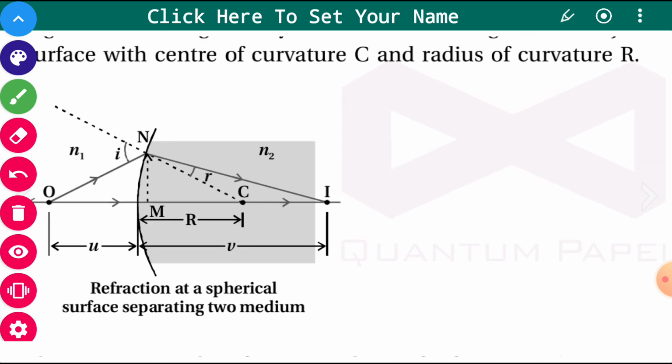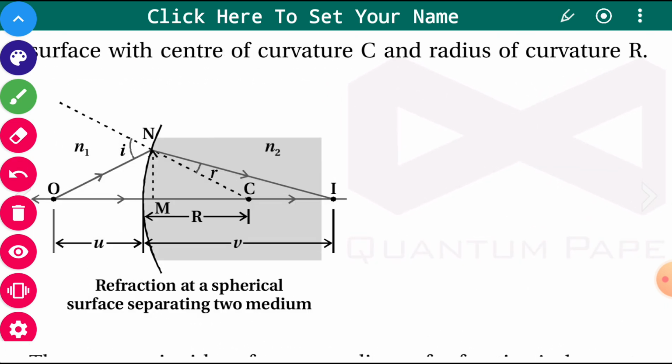I am zooming it out here. Now see, here O is the object. The ray, incident ray to this transparent spherical surface, is falling at this point N. As such, it should go like this, but it will be refracted because the medium is changed, and it will reach here. This dotted line shows the normal drawn at the point of incidence. This is your incident ray.